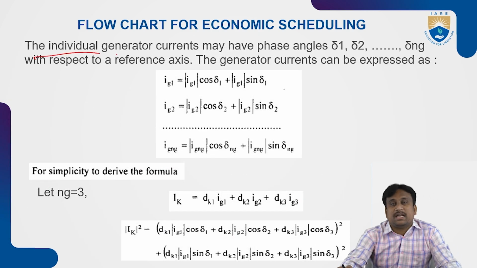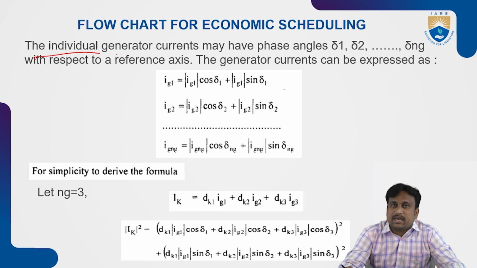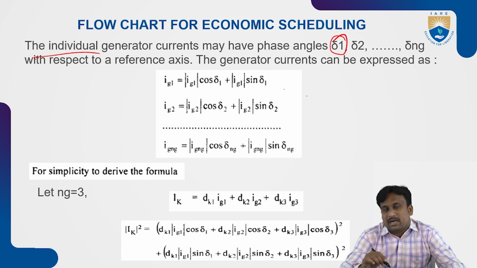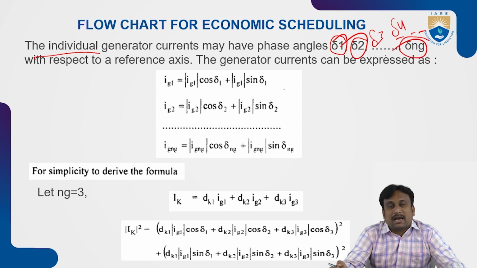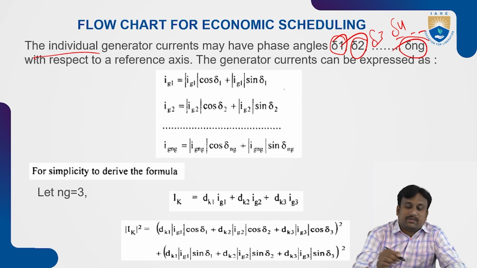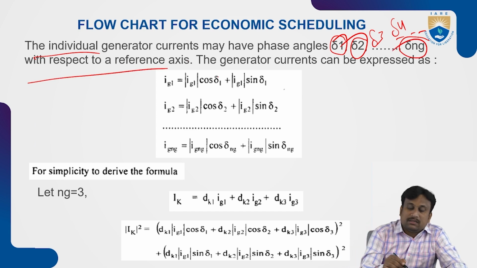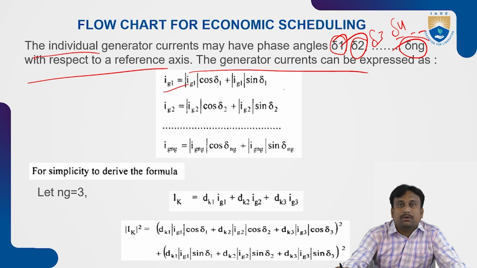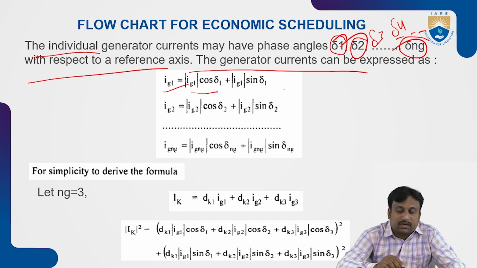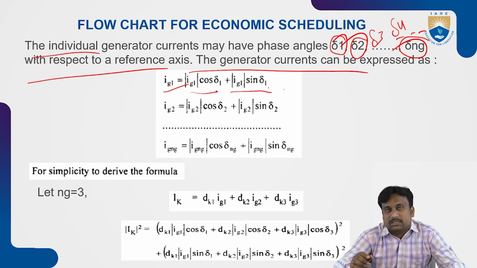So the individual generator currents may have phase angles. The generator phase angles for the respective generators may be delta 1, delta 2, delta 3, delta 4, so on up to delta NG. With respect to a reference axis, the generator currents may be expressed as IG1 equal to modulus of IG1 cos delta 1 plus j IG1 sin delta 1. In terms of cos and sin, we will represent it as a complex variable.